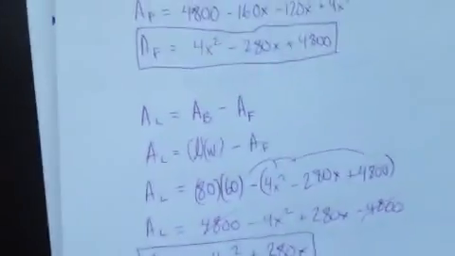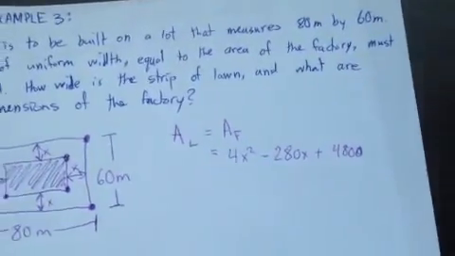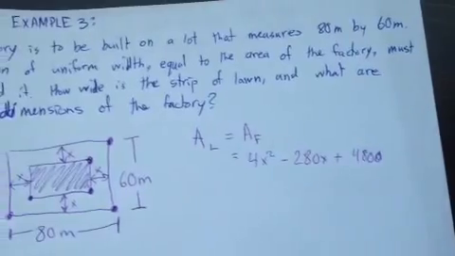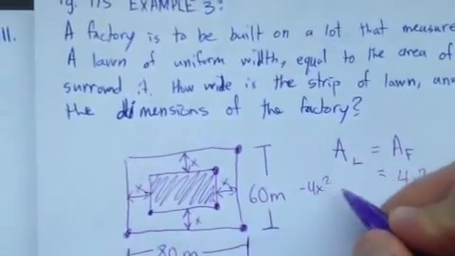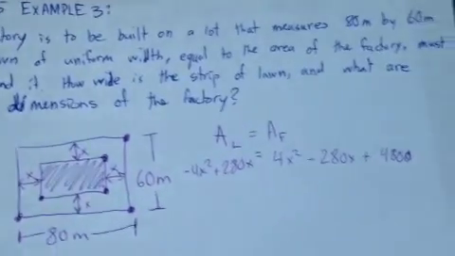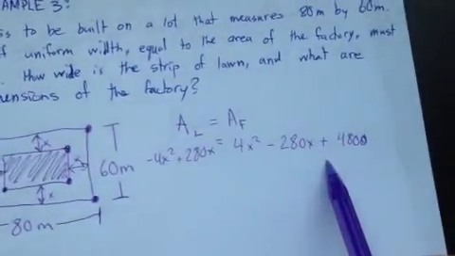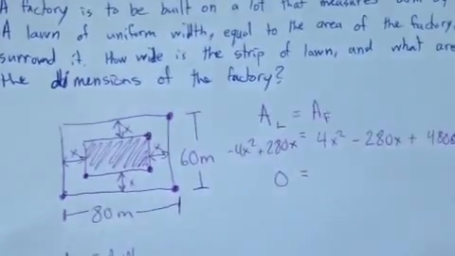And now that I know the area of the factory and the area of the lawn, I'm going to plug that in here because the whole question told me that the area of the factory and the area of the lawn have to be equal. So there's the area of the factory. The area of the lawn is negative 4x squared plus 280x. So I'm going to plug that here, negative 4x squared plus 280x. And so I have to find when this is equal to this. Okay? And I can find that by bringing everything over to one side equals 0.